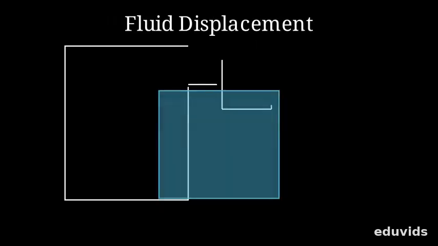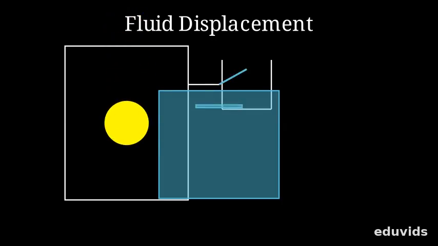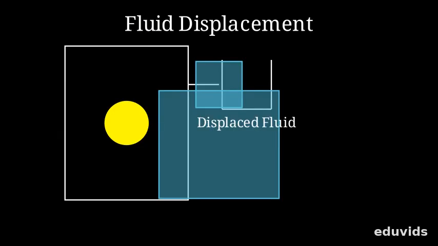When an object enters a fluid, it needs to make space. It pushes some of that fluid out of the way. This is displaced fluid. Crucially, the volume of this displaced fluid equals the volume of the submerged object. Think of it, the water moves aside to make room for what's immersed.